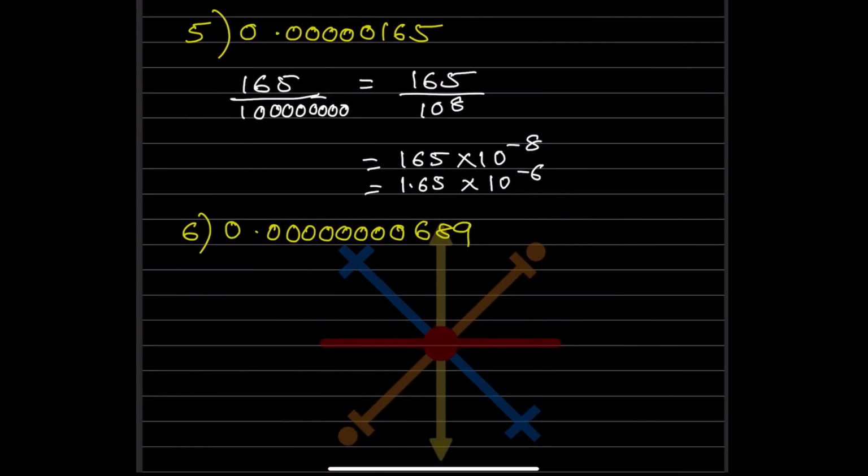Now here we will write again for this one 689 divided by 1, 2, 3, 4, 5, 6, 7, 8, 9, 10 and 11. So this should be 689 divided by 10 raised to 11 over here.